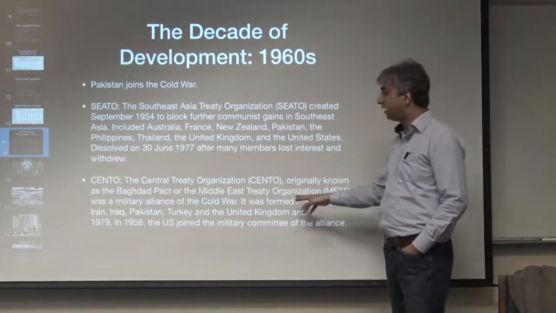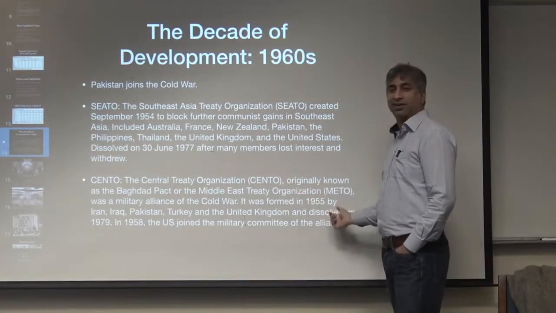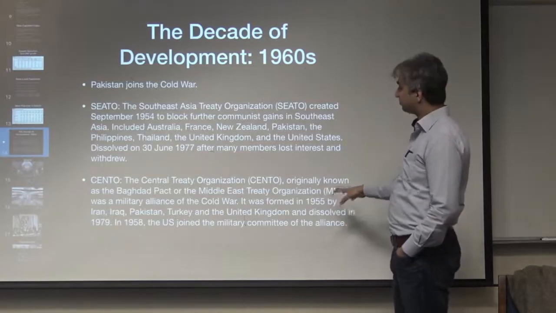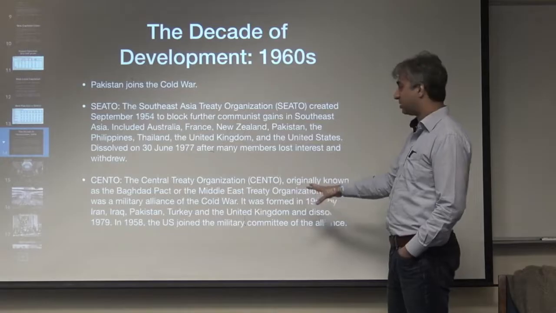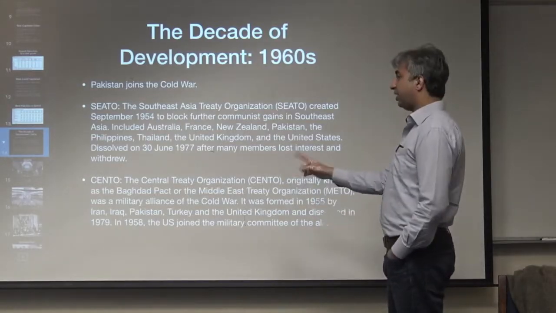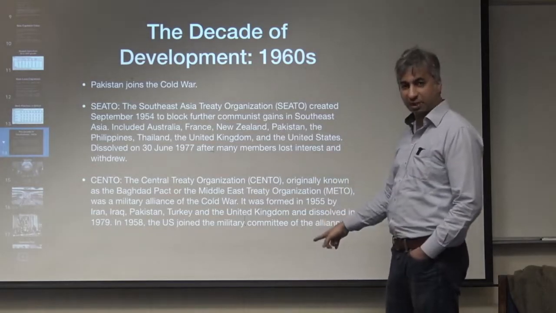Similarly is the Baghdad Pact, also known as CENTO. Before that it was known as METO, the Middle East Treaty Organization. But most people know it as the Baghdad Pact. Who did that include? It included Iran, Iraq, Pakistan, Turkey, UK, and later the United States as well.